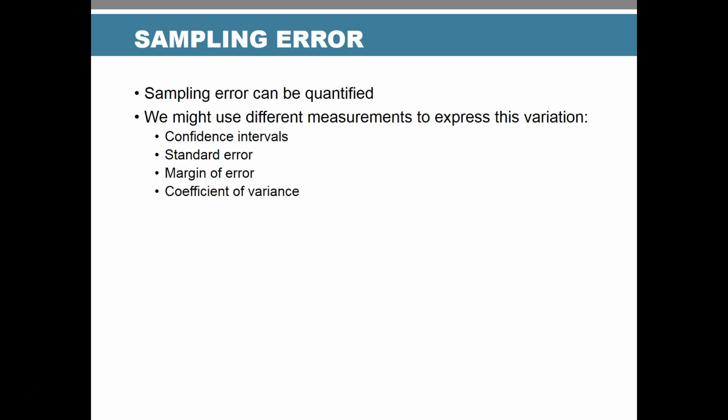Okay, so Dr. Nick covered that pretty well, and she mentioned a few things in there that we might use to express that variation, like a confidence interval. She mentioned standard error, margin of error, and she didn't mention the coefficient of variance, but that's another one. So we can quantify how much sampling error we have, and then we can use different measurements to express that, so that even though we know there's some sampling error, we can try to take that into account.